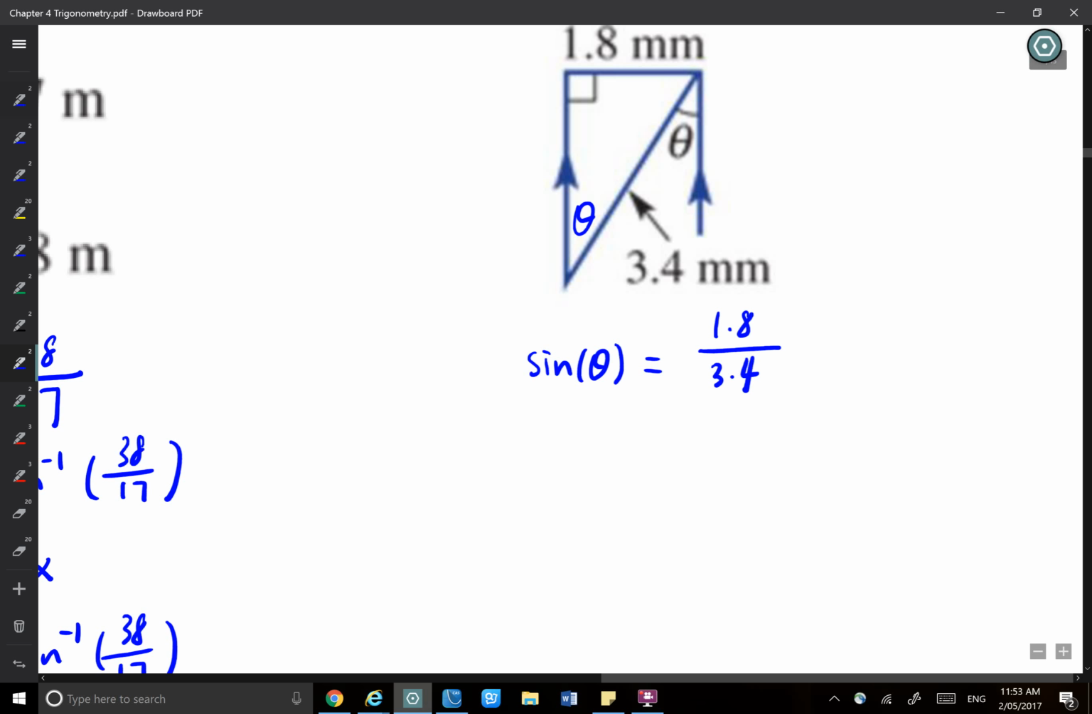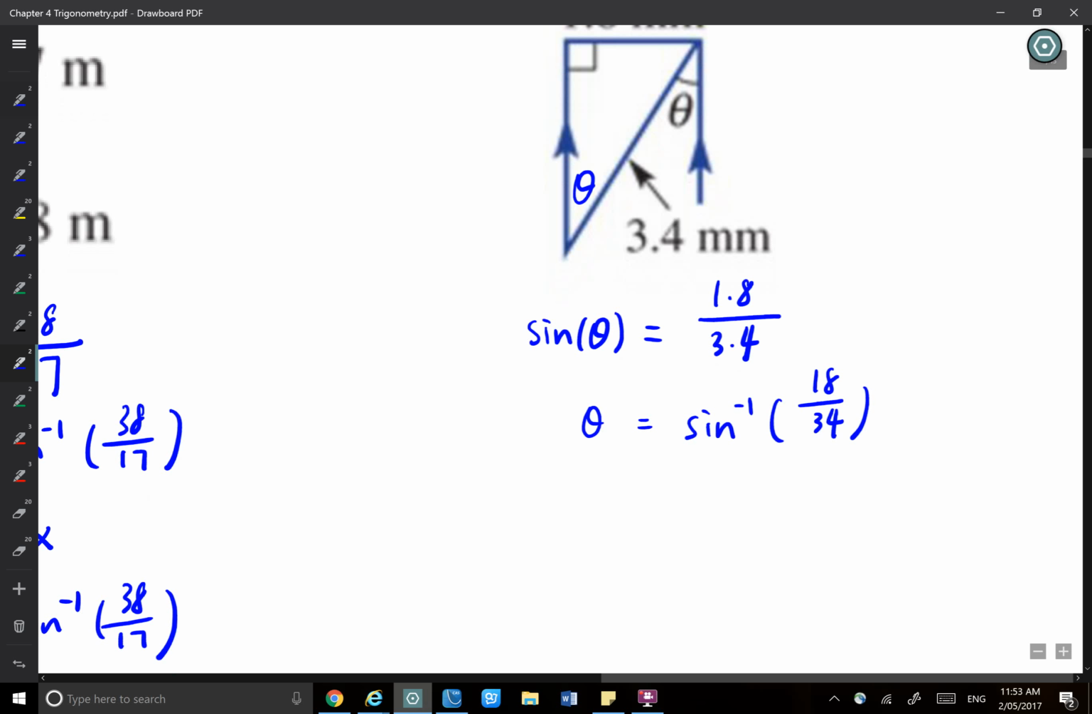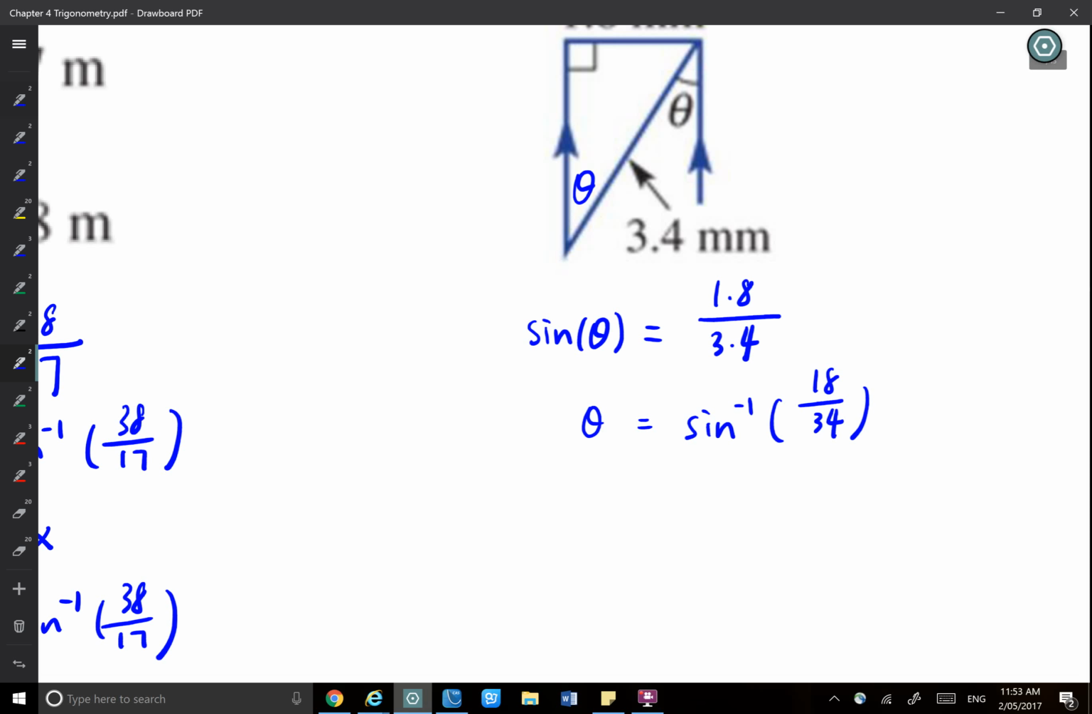Opposite over hypotenuse. So theta will equal sine inverse 18 over 34. That's actually 9 over 17, but let's keep it like that. Do not convert that too much if you're not confident of doing that, otherwise you have a wrong answer. Or maybe I'd rather you leave 1.8 over 3.4, in case you make any mistakes.